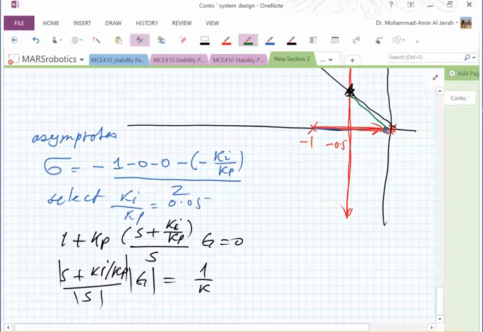What is the magnitude of S? This is the one. Remember, S equals 0. So these two values, are they equal? Almost equal, right? What about their angle? Almost the same, right? So we are satisfying the angle and magnitude condition. And remember, the difference between the pole angle and the zero angle is what?